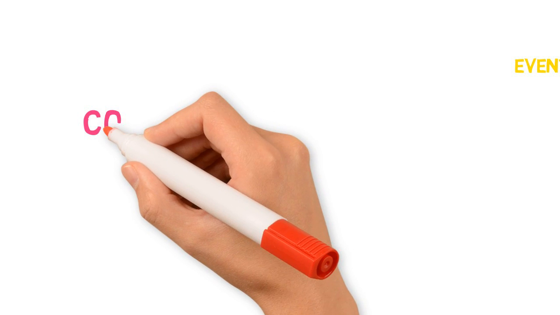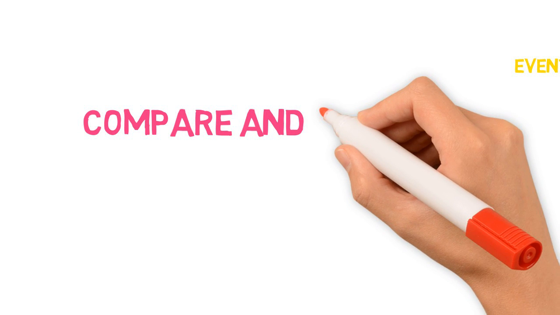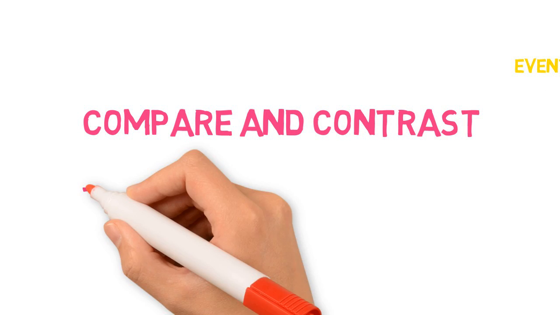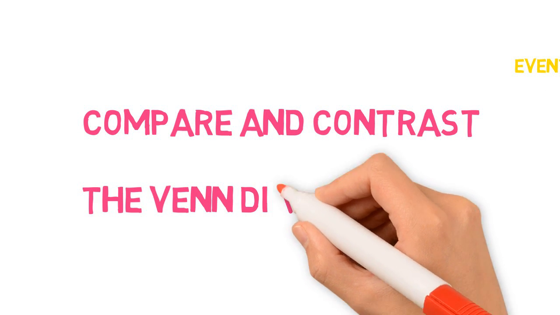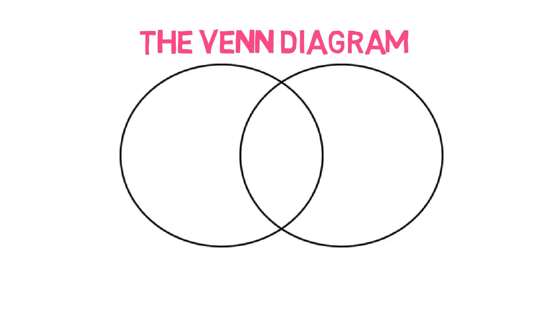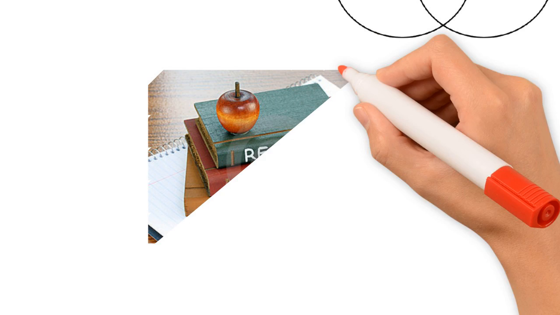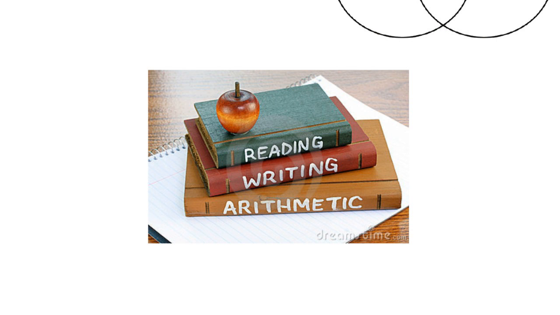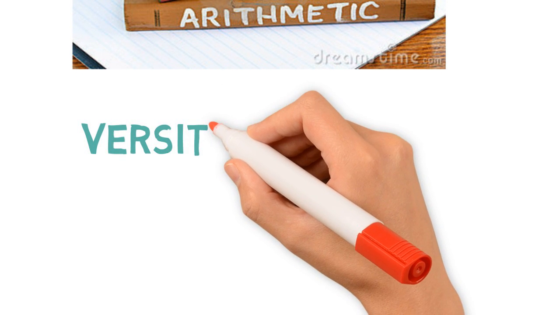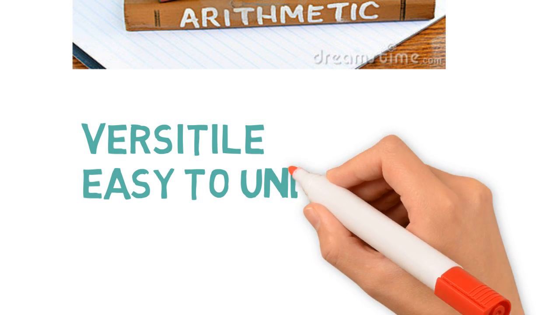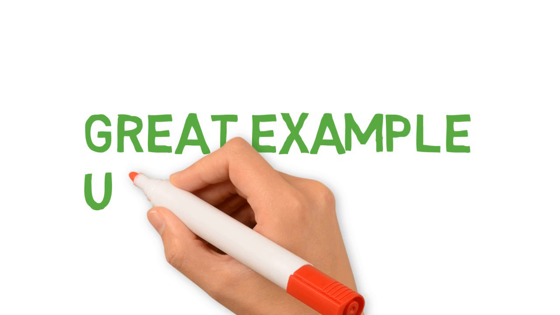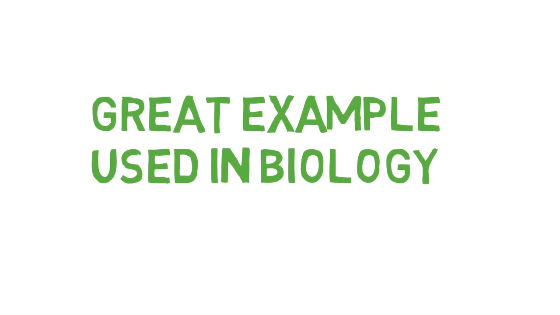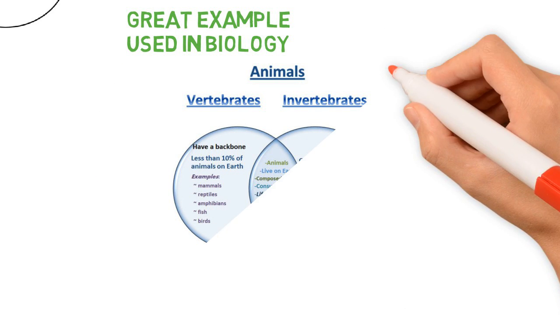Now, one of my favorite graphic organizers is the compare and contrast, or the Venn diagram. These are an easy visual way to take a look at similarities and differences between two or more concepts. Venn diagrams are very versatile and can stretch across all subject realms, including literature, writing, math, science, and history. In this example, students were asked to create a Venn diagram comparing vertebrates and invertebrates.